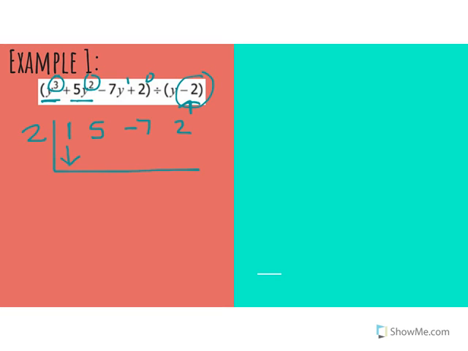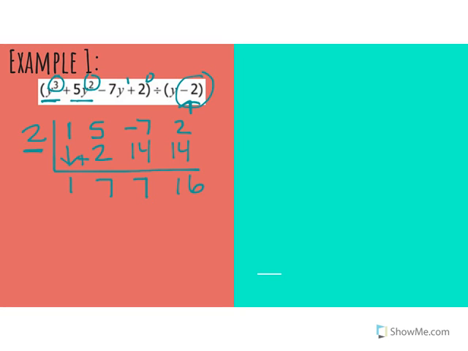To start off, you're always going to bring down your coefficient of 1. You are then going to multiply the 1 by the 2 over here, the opposite sign, so 1 times 2 is 2. You put that multiple in the next column. Then you're going to be adding these values here. So 5 plus 2 is 7. Now I'm going to multiply again. 7 times 2 is 14. Negative 7 plus 14 is 7. 7 times 2 again is 14. And 14 plus 2 is 16.